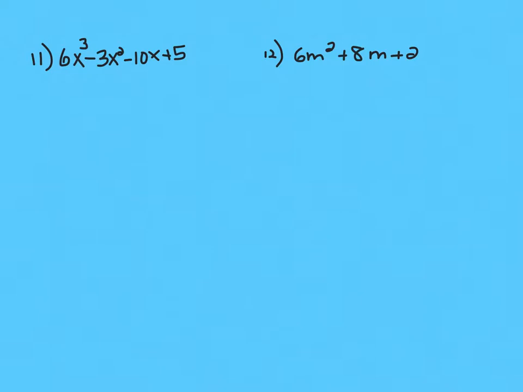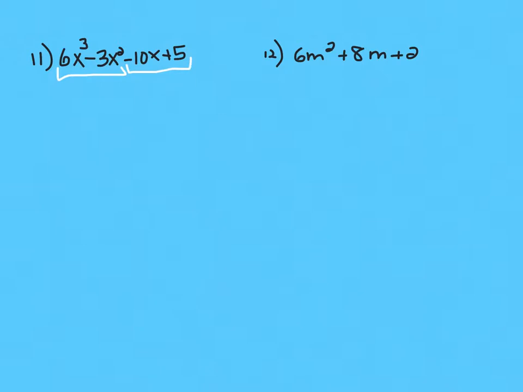Number 11. So the first thing you want to say to yourself is, can I factor out a greatest common factor? So if we look at all of the numbers, there's nothing that divides evenly into all 4 of them. And if we look at the variables, we can't factor any out because this term doesn't have an x. So since we have 4 terms, we're going to jump right into factor by grouping. So let's group together the first 2 terms and group together the last 2.